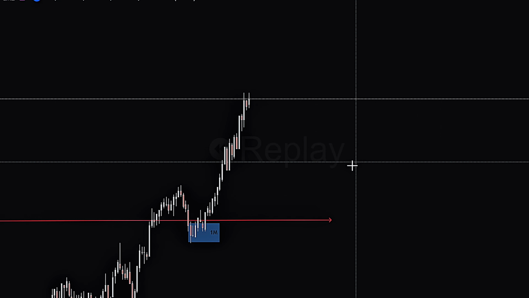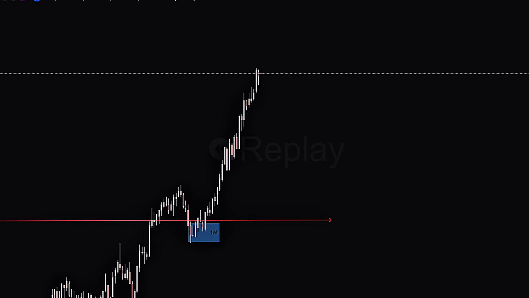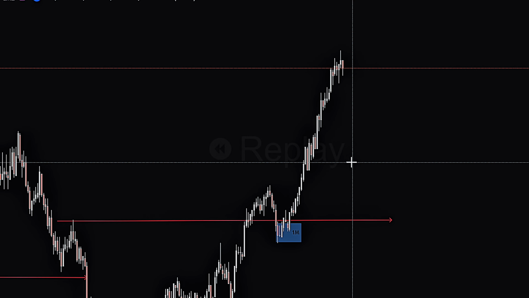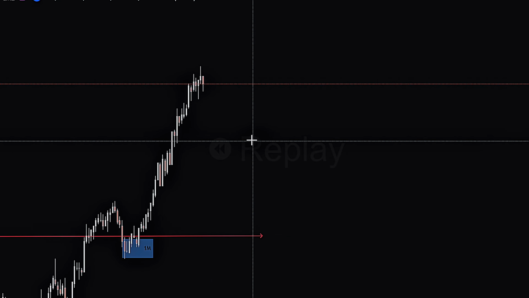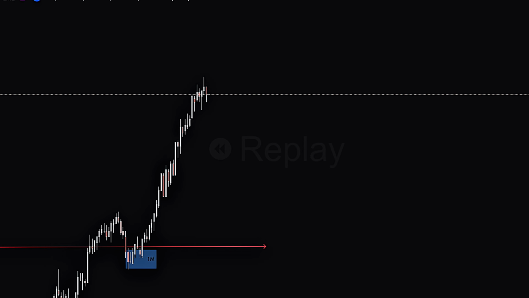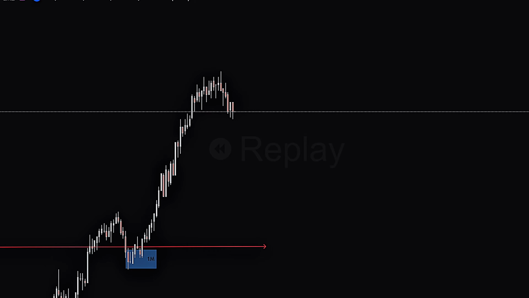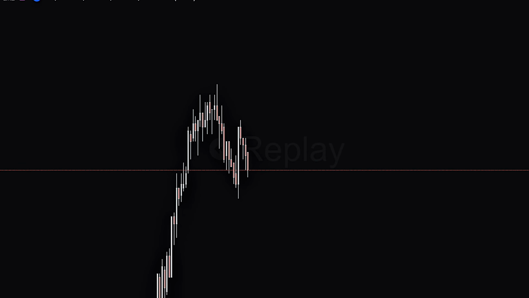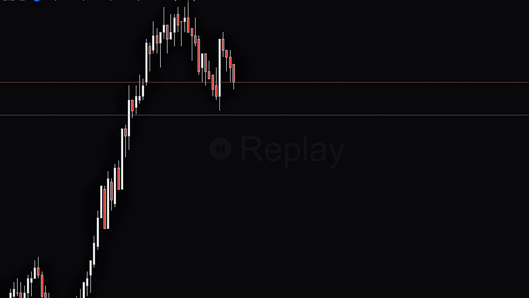Now that we have the first demand that was respected, we can then start trying to figure out, all right, where is our entry model going to be at? We now can start looking for a demand that we can enter off of, but we have to make sure that it shows that it's in control. The only way to finally confirm that is when you have a supply.